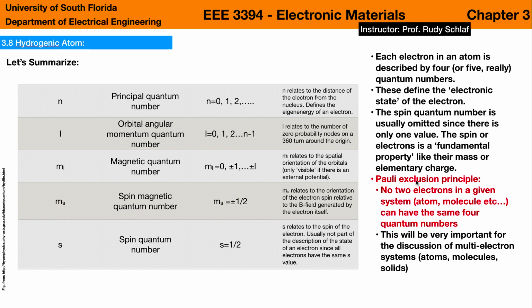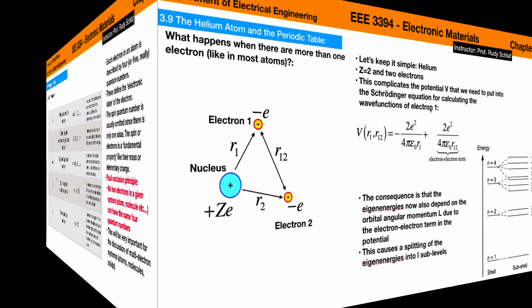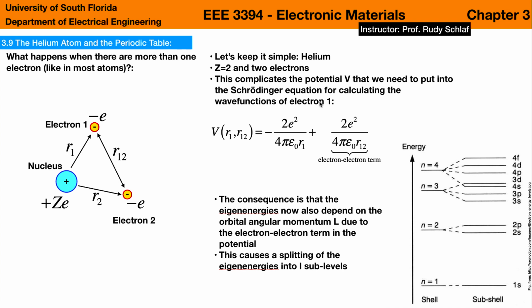If we have an atom with more than 1 electron, then the Pauli exclusion principle applies, which says that no 2 electrons in a given system can have the same 4 quantum numbers. That means that every electron must be different in at least 1 quantum number from all the other electrons in the system. So far, all we discussed in chapter 3 was about atoms with just 1 electron, hydrogenic atoms. So the question is now, what happens if there are more than 1 electron like in most atoms?